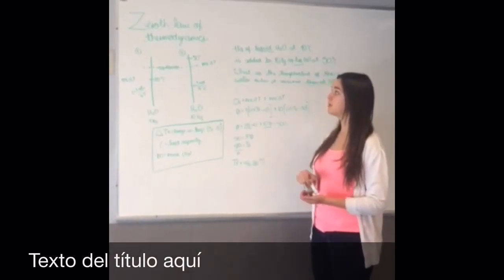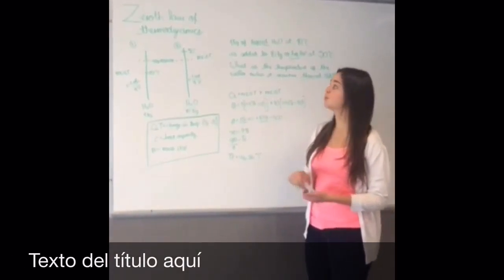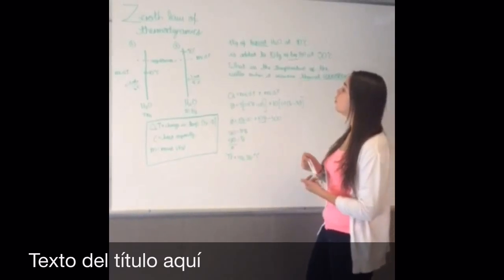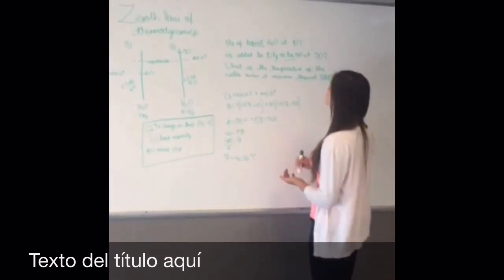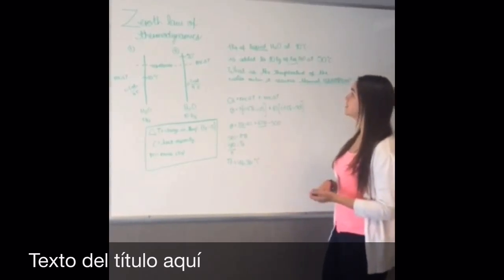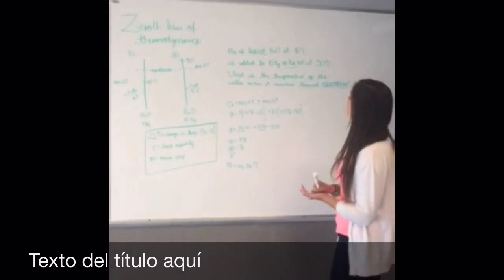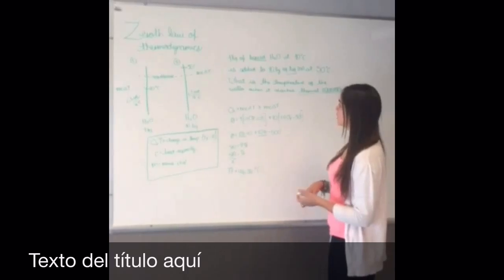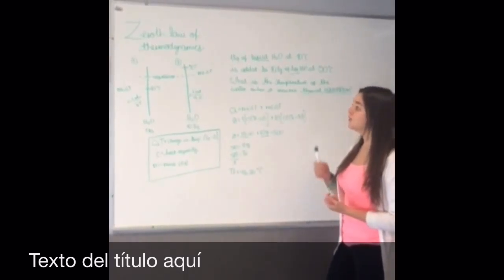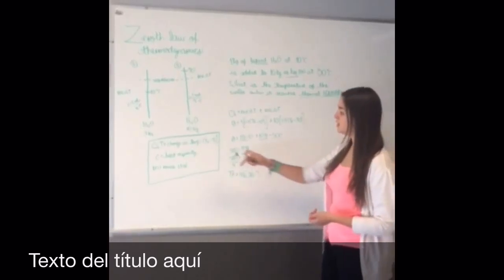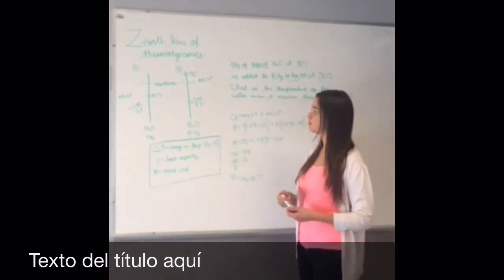Well, here is an example of the Zeroth law of thermodynamics. We have a problem that says that 1 kilogram of liquid H2O, that is water, at 10 degrees is added to 10 kilograms of liquid water at 50 degrees. What is the temperature of the water when it reaches thermal equilibrium? We know that the thermal equilibrium will be the final temperature, right?